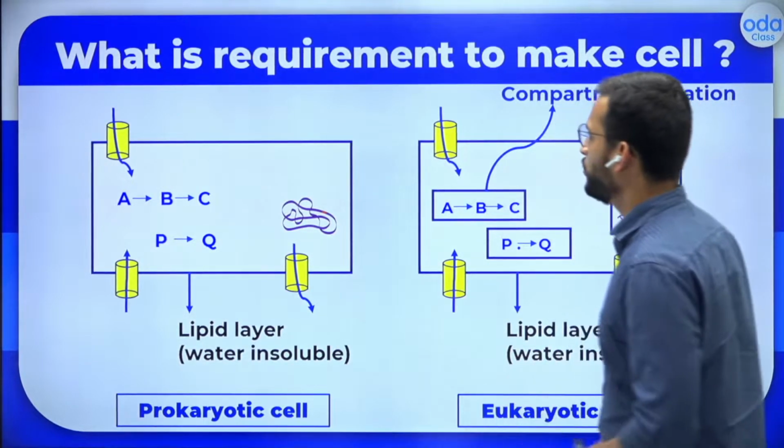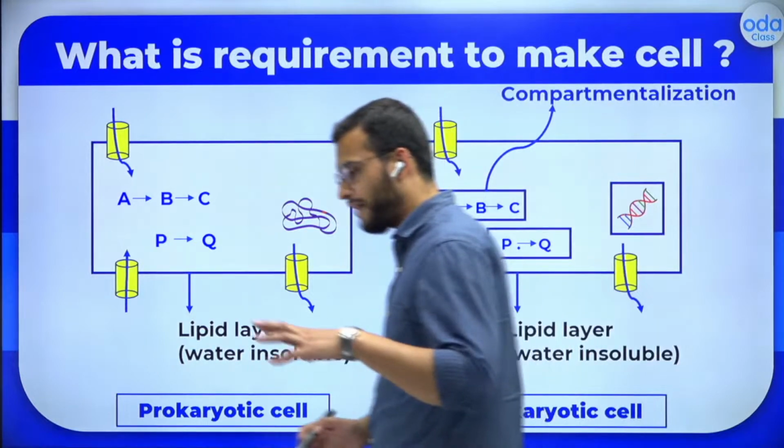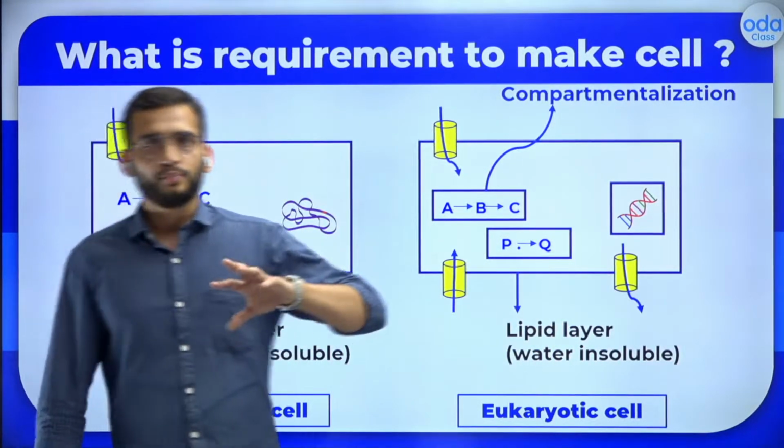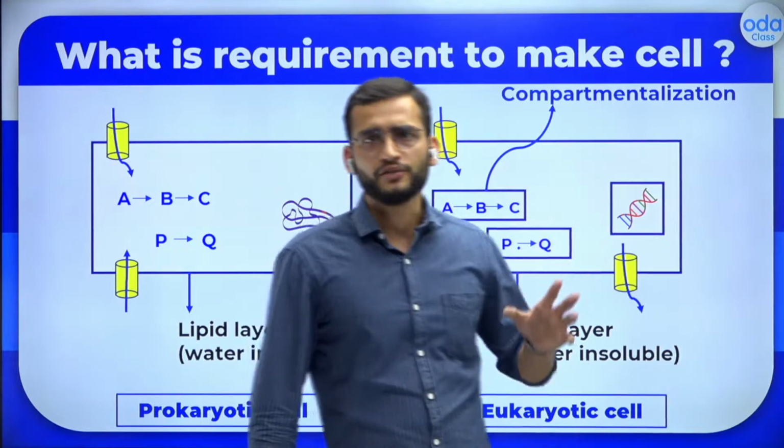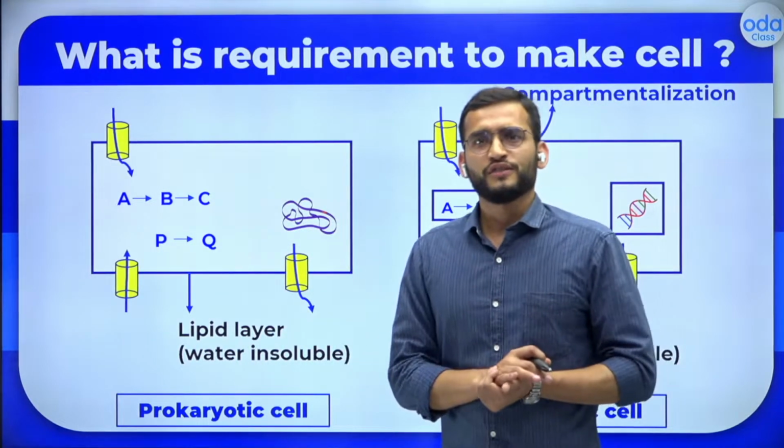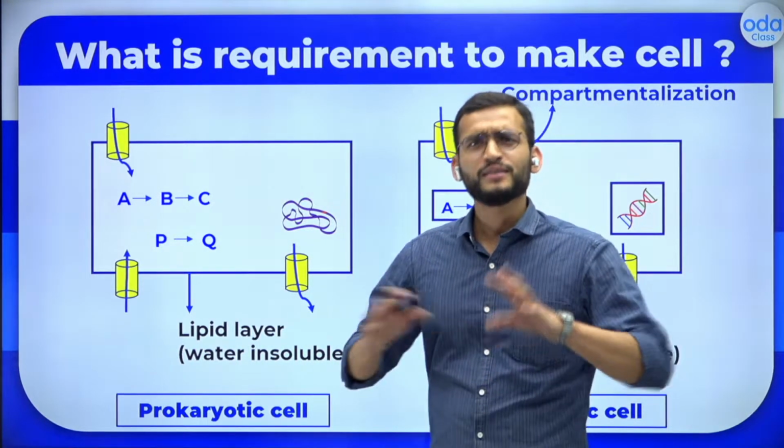So if you are talking about a prokaryotic cell, we do have two different types of cells now. One is a prokaryotic cell, that is a primitive kind of cell. And the newer version of the cell, that is the eukaryotes. What is the basic difference?